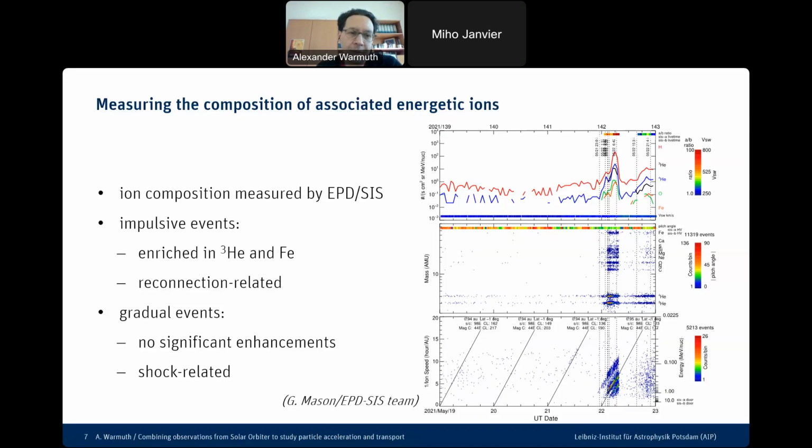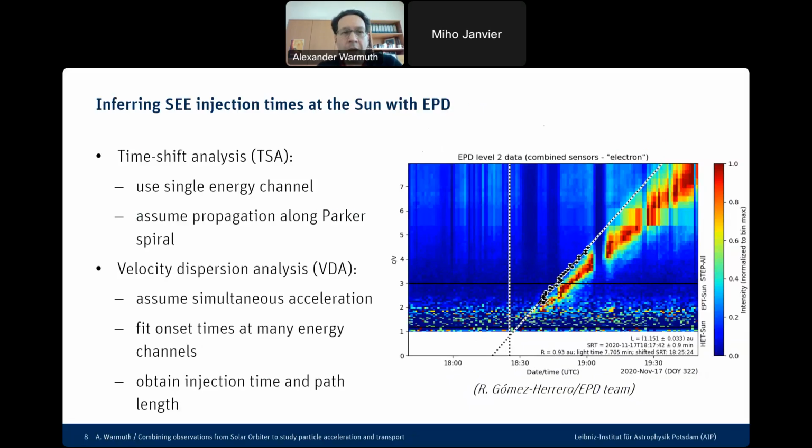And in the remainder of the talk, we will see that those two event categories really make a difference and will show peculiarities in several different aspects. When we want to associate events on the sun with the particles that arrive at the spacecraft, of course, we need to know when those particles were launched at the sun.